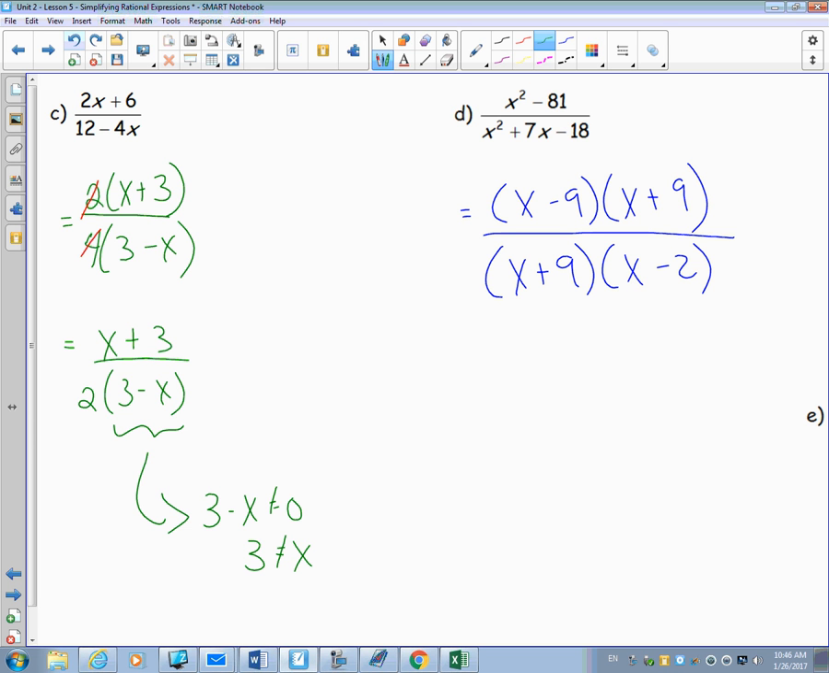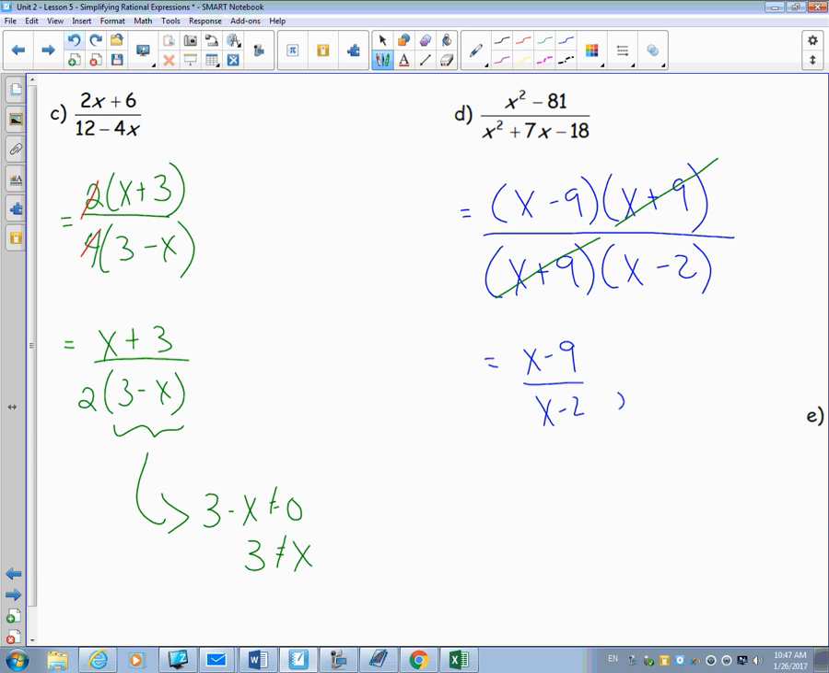I notice it's all multiplying now. I'm going to cancel entire expressions. I can do all of x plus 9 with all of x plus 9. I'll be left with an x minus 9 and an x minus 2. We cannot cancel the x's because it's back to adding and subtracting. We can't go further.